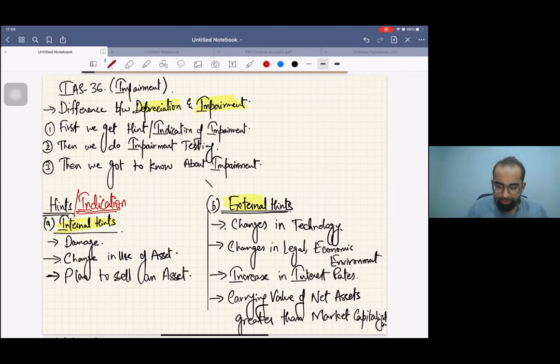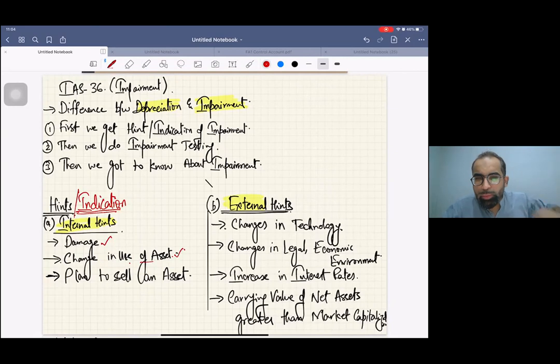Okay, so let's start. The first hint is damage. The first internal hint is damage. This is very simple and clear. It's like an accident or bomb blast. These all are the hints. Plane crash. These all are impairment hints. It's damage all. Change in use of asset. Change in use of asset is also an impairment hint.